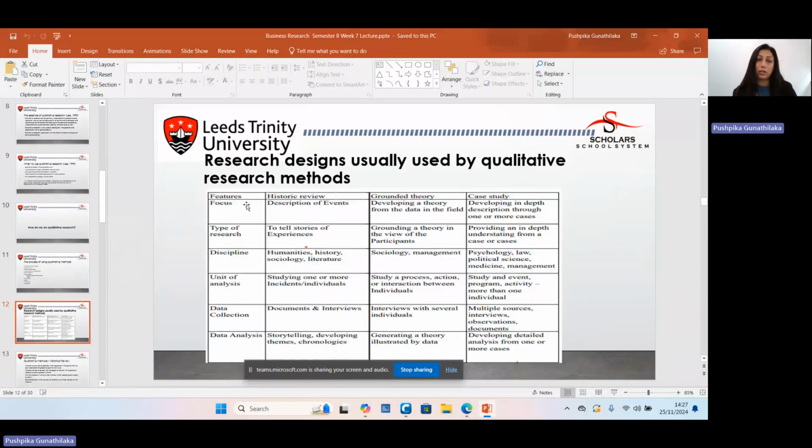So there are different qualitative research methods. There are different features: focus, type of research, discipline, unit of analysis, data collection and data analysis. Research designs are usually used by the qualitative research methods. There are different methods like historical review, grounded theory, case study.